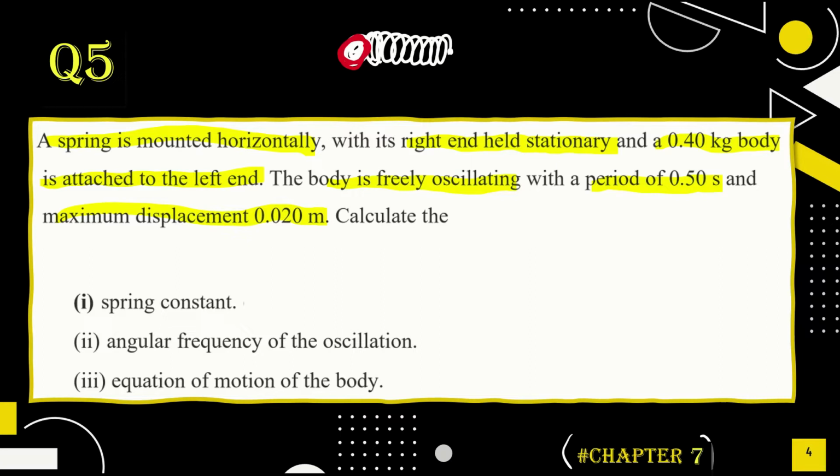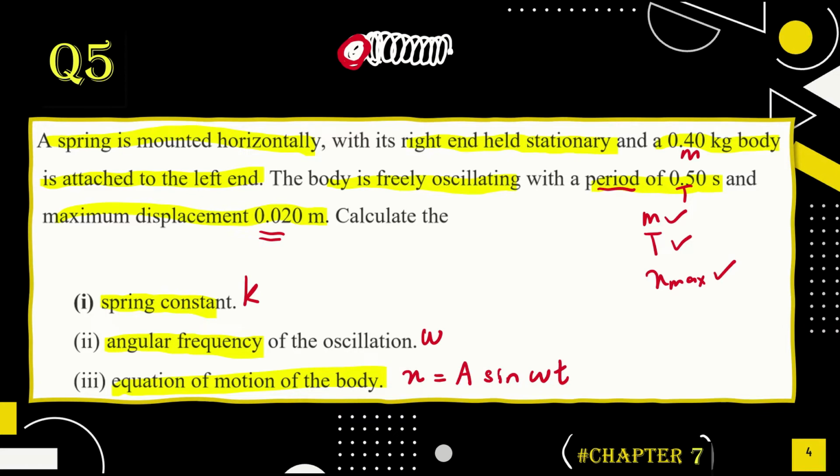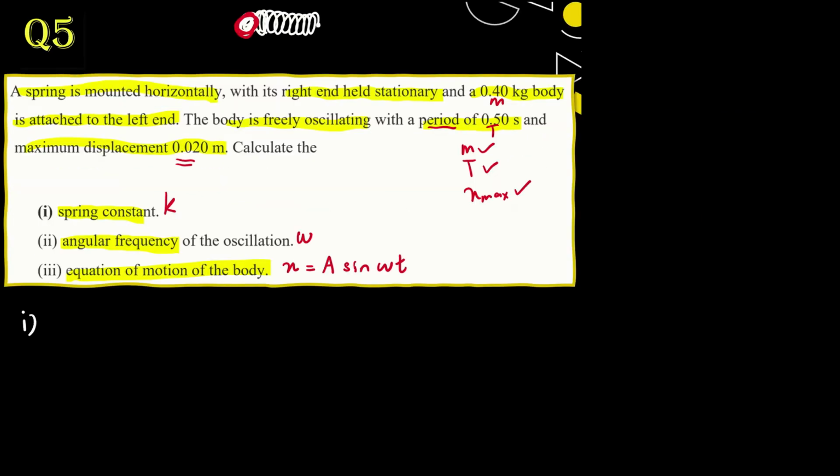So in this question, we have the information of mass, m, period, T, and also maximum displacement, s maximum. The first question is to find the spring constant k. And we want to find the angular frequency, omega, for the second question. And the last one, we're going to find the equation of motion of the body, which means that we want to find the equation of simple harmonic motion with the general form of x equal to A sine omega t. Let us find the spring constant k first.